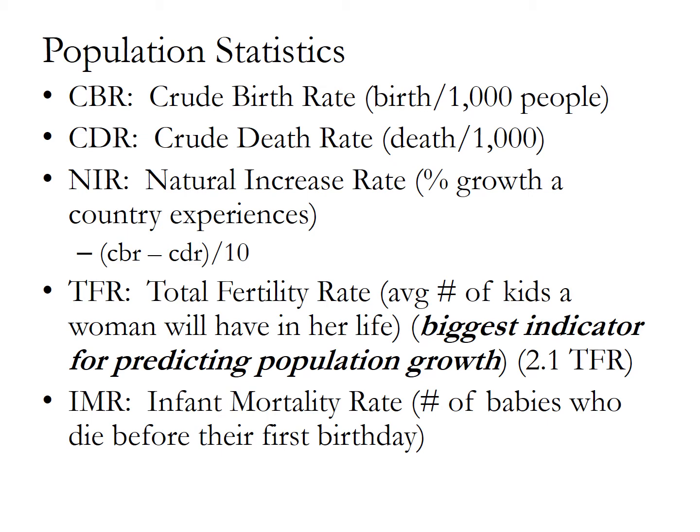So crude birth rate is real simple. How many people are born for 1,000 people? Crude death rate is simple. How many people are dying for every 1,000 people? Your natural increase rate is that growth from your CBR and CDR. So is your country increasing? Is it decreasing in population based off of birth and death? And what is that percentage? Total fertility rate is the average number of kids a woman will have in her life.